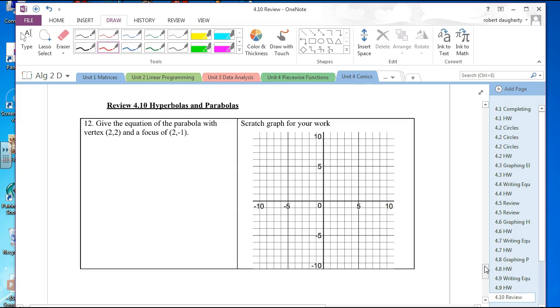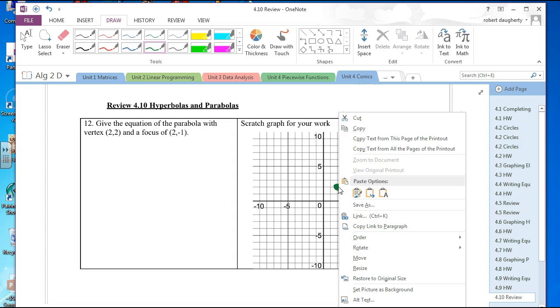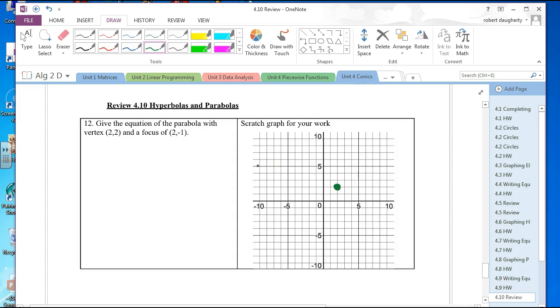Give the equation of a parabola with a vertex and a focus. So the vertex is at 2, 2, and the focus is at 2, negative 1. So I've got a vertex and a focus. So that's 1, 2, 3, 1, 2, 3. Somewhere up here I have a directrix. No choice but this parabola to open downward. So in this case, I know P is negative. So P is going to be negative 3.